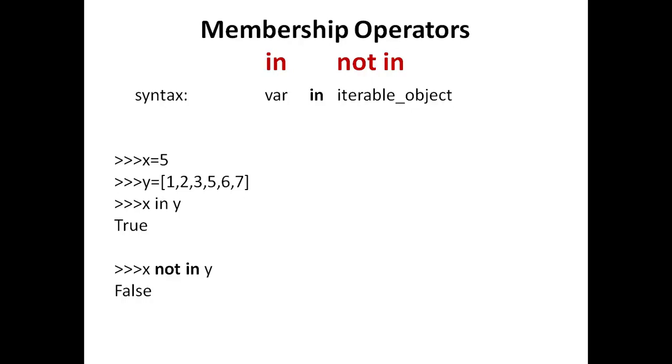Let's check our second last operator, which is the membership operator. It is an interesting operator and you will see it mostly in the for loop. So the syntax is, you just have to write a variable and then the in operator or not in operator, and on the right hand side there must be an iterable object. It is an important thing, it should always be an iterable object. So what are the iterable objects?